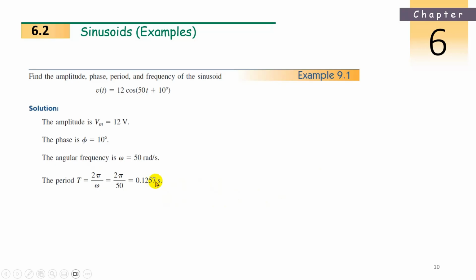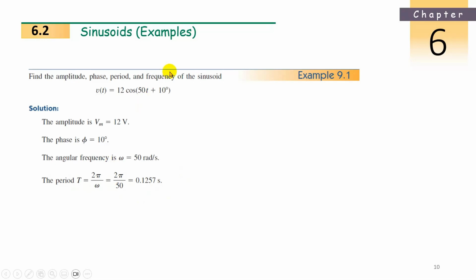You will get 0.1257 seconds. So this is the period. One period means for one cycle how many seconds it is taking. It is 0.1257 seconds for one positive and one negative half, one cycle.